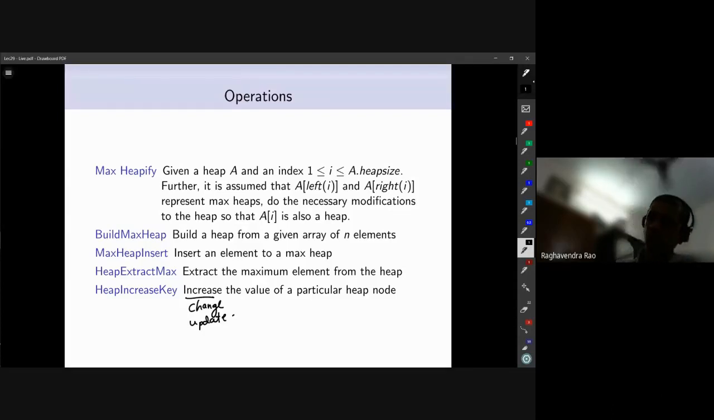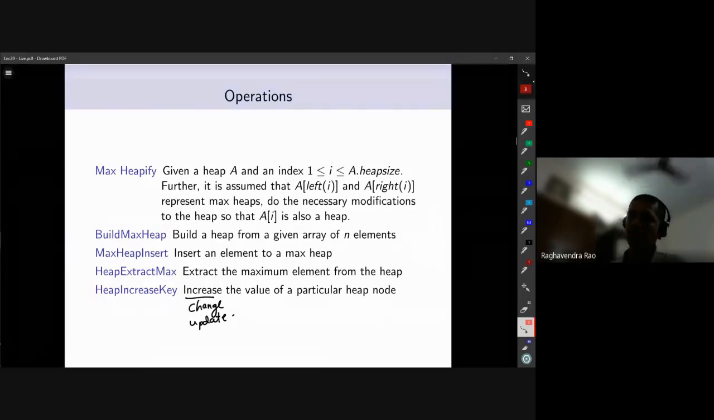In the next 30 minutes or so, I'm going to discuss these procedures in a bit more detail, max heapify and possibly build max heap. These other operations I'll leave to you to see that they can be implemented fairly efficiently. After that we are going to look at a structure which helps us in the implementation of Prim's algorithm.